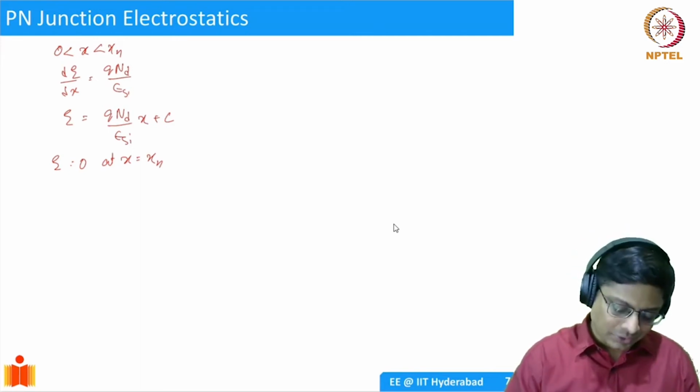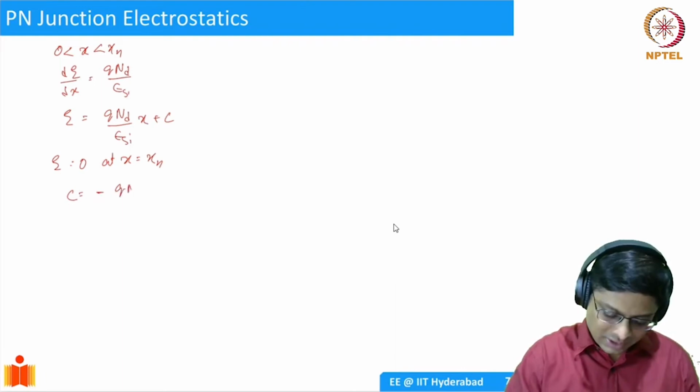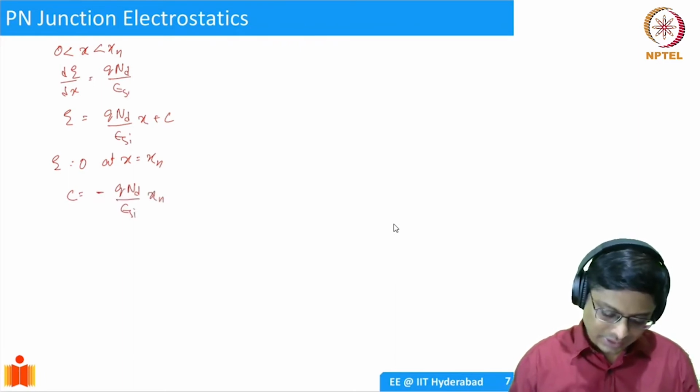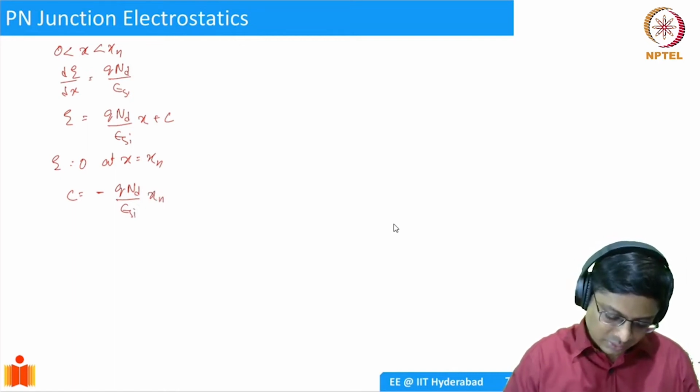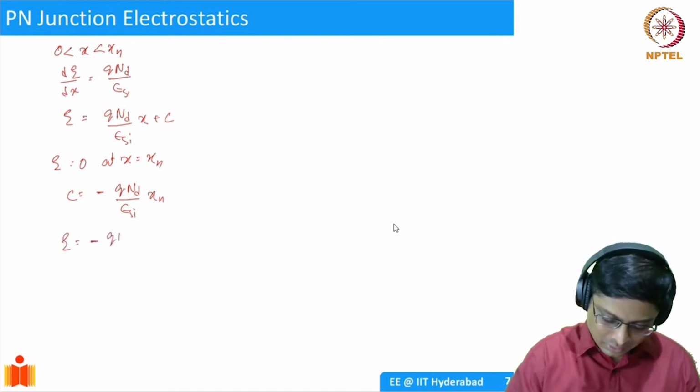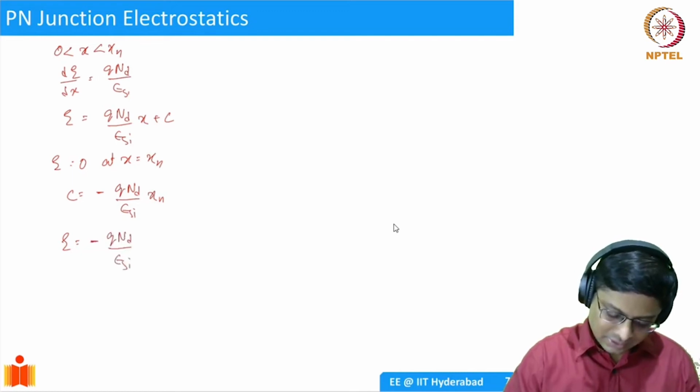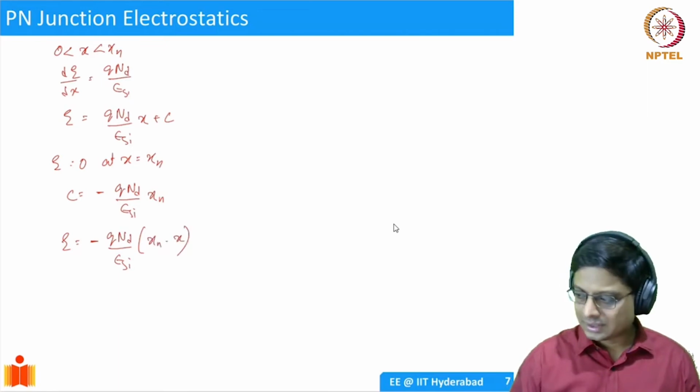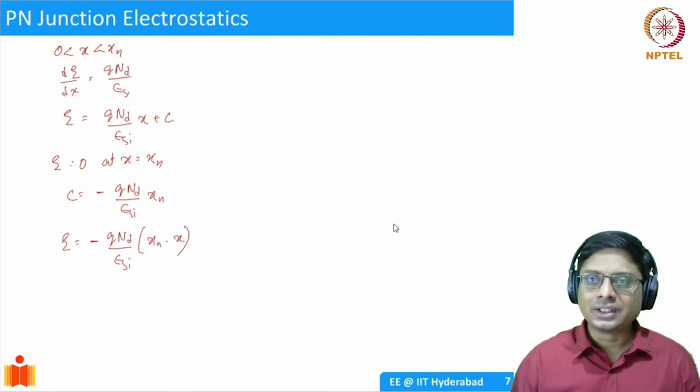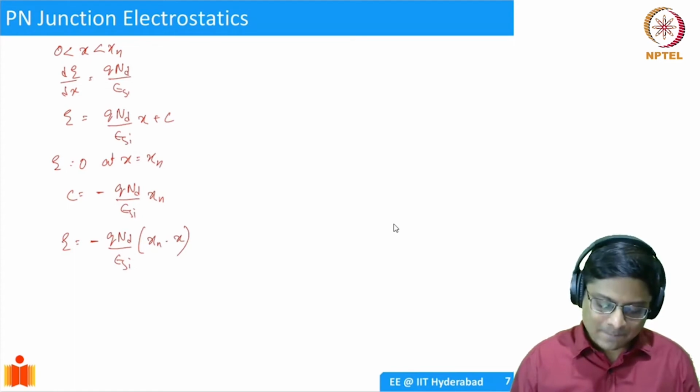So C is going to be what? Minus q N_D by epsilon silicon times xn, right? So your field is going to be, I like to write it as, E equal to minus q N_D by epsilon silicon times (xn minus x). So this is the field equation for the n side.